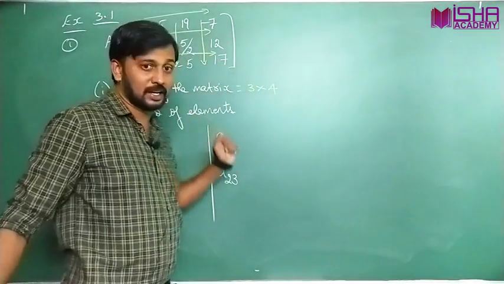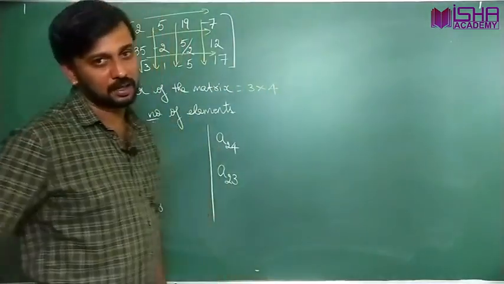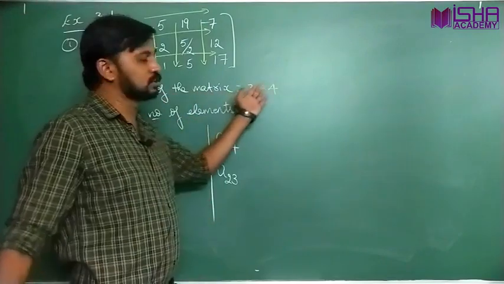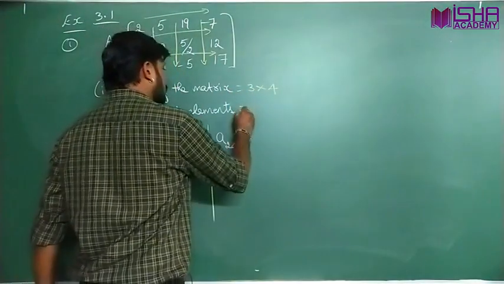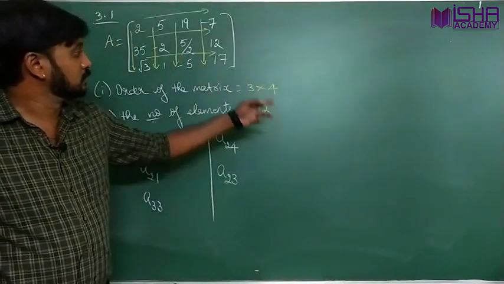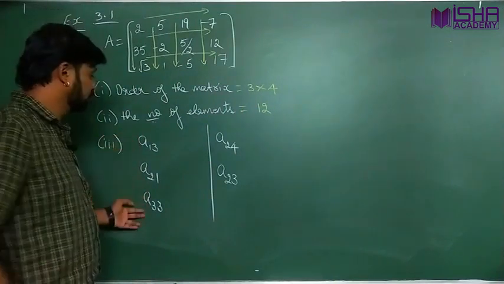Next, number of elements. If the order is m cross n, then the total number of elements will be m into n. So the total number of elements is 3 into 4, that is nothing but 12. Clear? Now we have to identify these elements.